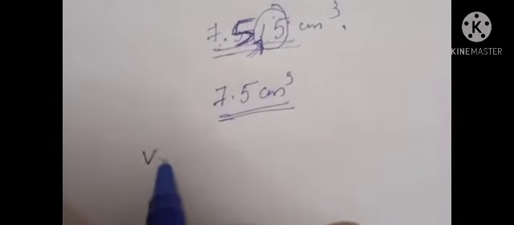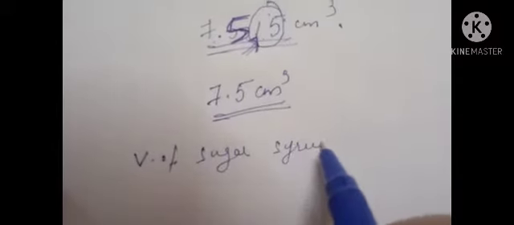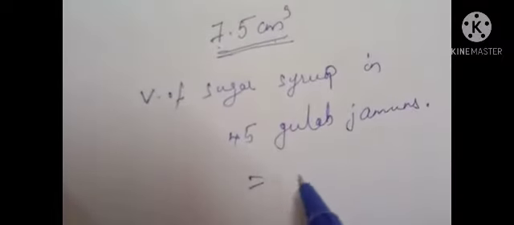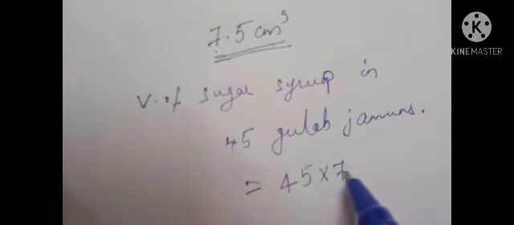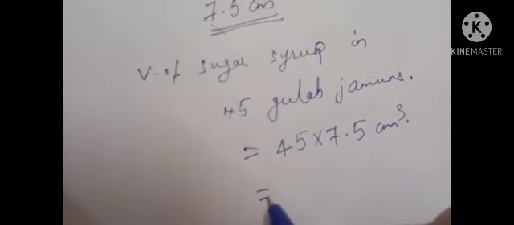So volume of sugar syrup in 45 gulab jamuns. Okay, 45 gulab jamuns. That is equal to, 1 gulab jamun is 7.5 centimeter cube. So 45 gulab jamuns, 45 into 7.5 centimeter cube. So what will we get?